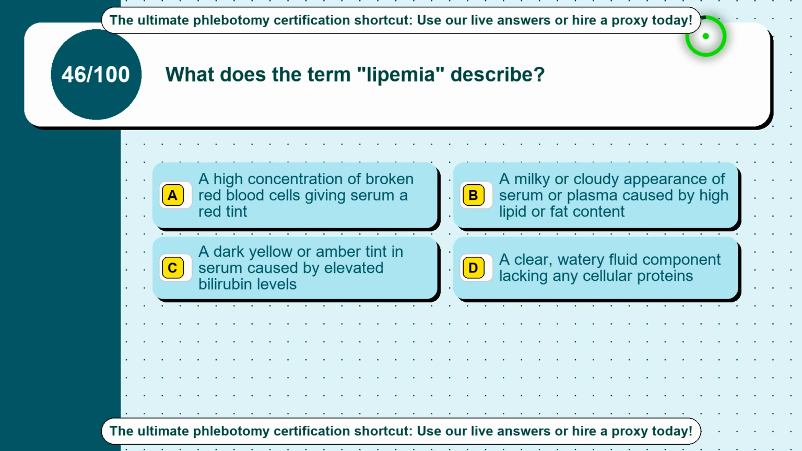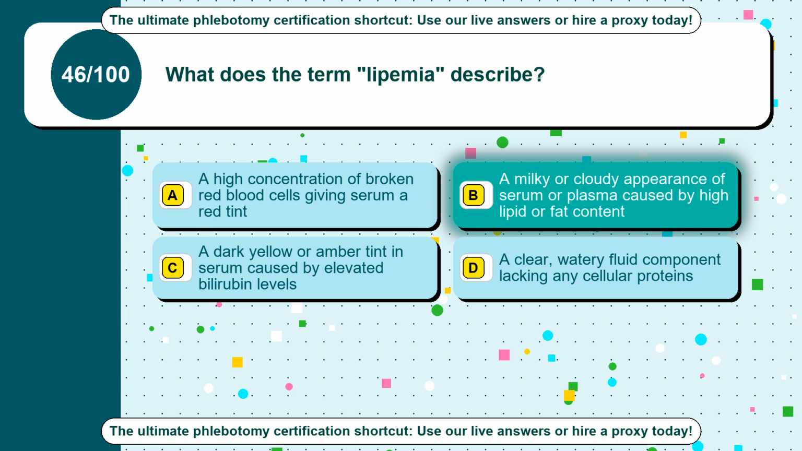Question 46. What does the term lipemia describe? Option A. A high concentration of broken red blood cells giving serum a red tint. Option B. A milky or cloudy appearance of serum or plasma caused by high lipid or fat content. Option C. A dark yellow or amber tint in serum caused by elevated bilirubin levels. Option D. A clear, watery fluid component lacking any cellular proteins. The correct answer is option B. A milky or cloudy appearance of serum or plasma caused by high lipid or fat content.